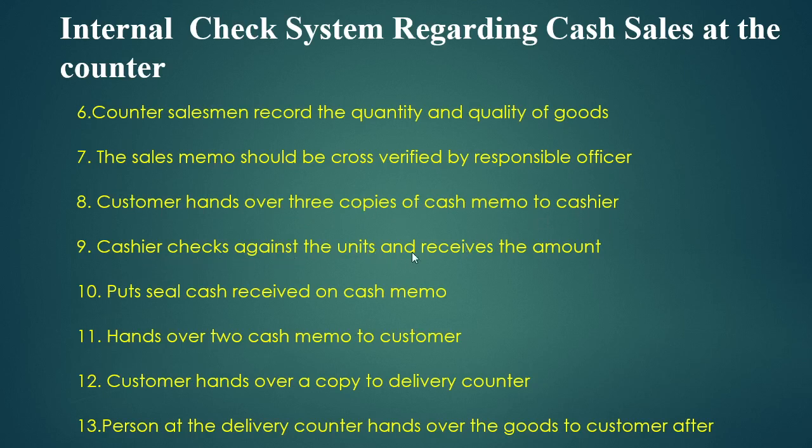Cashier checks against the units and receives the amount. Of course, she will cross-verify the units with the goods. Goods sale, cash memo received and cash received on cash memos in all the 3 copies. So in red color, a paid seal will be put on all the 3 cash memos. She hands over 2 cash memos to the customer. We have seen 2 cash memos handed over to Smita.